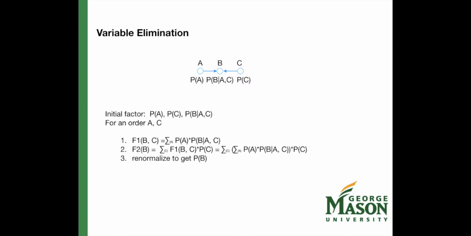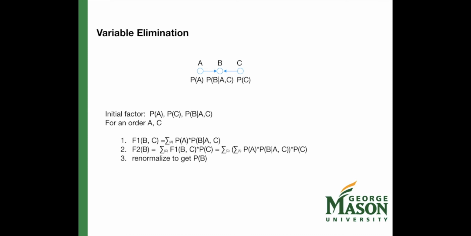So first we'll get all the factors that have variable A, which are the marginal of A and the conditional of B given A, C. Then we can have a new factor F1(B,C) equal to the sum over all the states of A of the product of the factors that have variable A in it. So we'll remove the 2 initial factors, the marginal of A and the conditional of B given A, C, and then we will have a new factor F1(B,C). In the same way, we can get the factor F2(B), which only has one variable B. And then after this, we can renormalize to get the distribution of variable B.